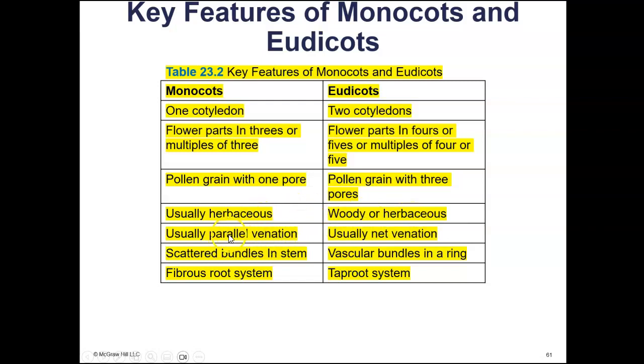The venation or vein pattern in monocots is parallel, whereas in eudicots, it is a netted pattern. If you look at the stem in cross-section, there are bundles of vascular tissue in monocots that are just scattered, whereas in eudicots, those vascular bundles form a ring, so they're more organized. If you look at the roots, a monocot is going to have a bushy fibrous root system, whereas a eudicot is going to have a long taproot system.